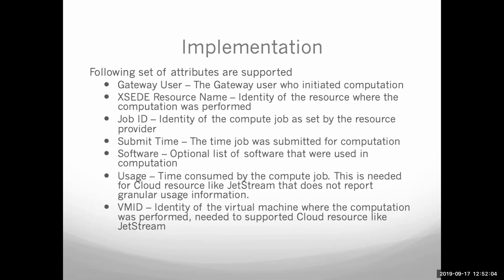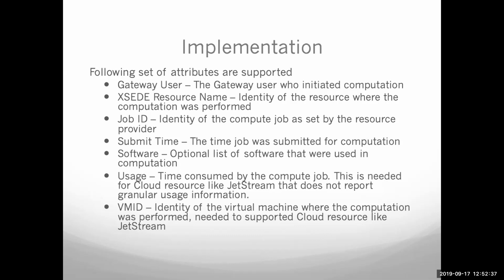This is again more detail on what attributes are there. I'm not going to read the slide, but in principle, the attributes retain the key elements which needed to be there, which is which gateway user is actually initiating the computation, where they were running this job, which is the XSEDE resource name, what is the job ID or the batch scheduler's job ID associated with that, and when was this job submitted. And then we introduced a few other things as optional attributes.